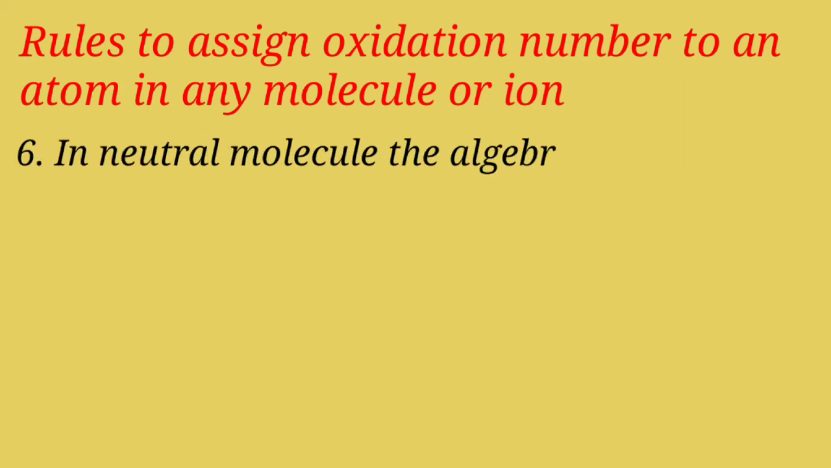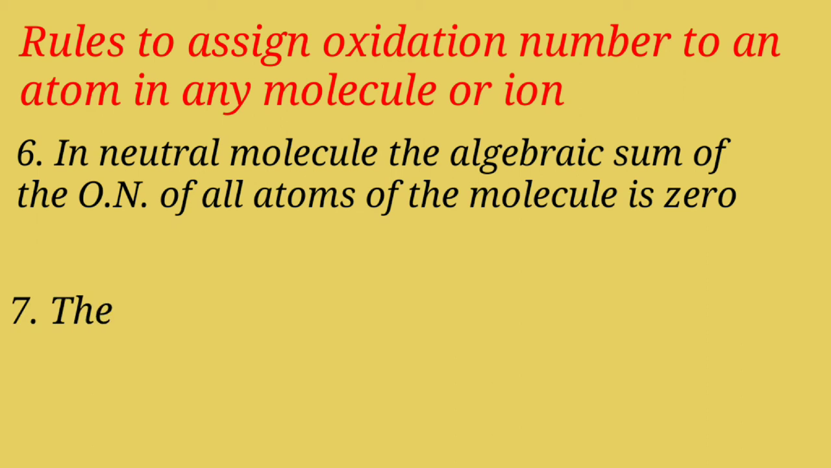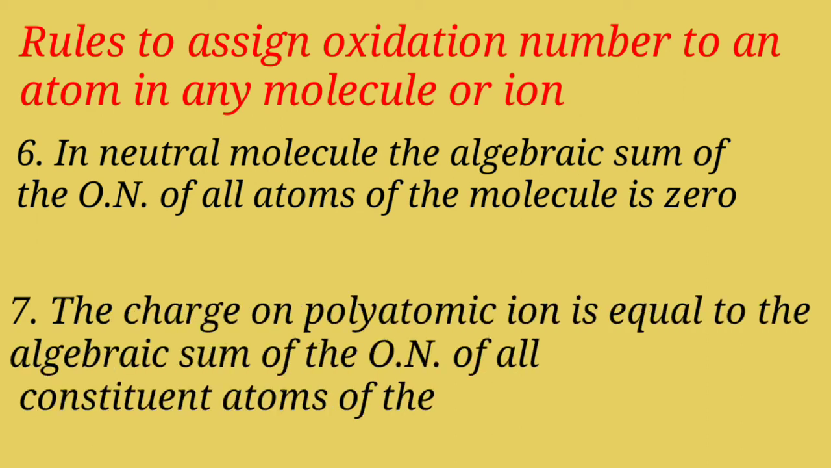The sixth rule states that in a neutral molecule, the algebraic sum of the oxidation numbers of all atoms of the molecule is 0. And the seventh rule states that the charge on a polyatomic ion is equal to the algebraic sum of the oxidation numbers of all constituent atoms of the ion.